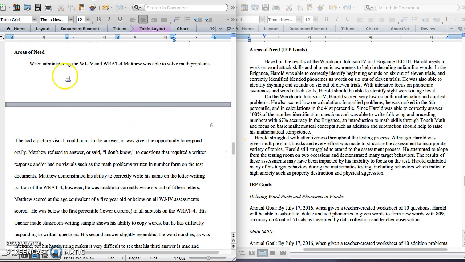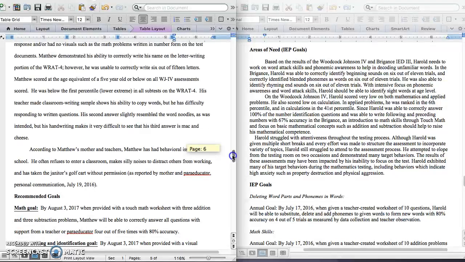So we said when administering the WJ4 and RAT4, Matthew was able to solve problems if he had a picture visual. He could point to the answer or was given the opportunity to respond orally, and he refused to answer or said I don't know to questions that required a written response or had no visuals. So that gave us a specific understanding of where Matthew is. And then this one actually talks about his behavioral issues with specific examples. So he had taken the janitor's golf cart without permission, as reported by, and then the date that it was reported.